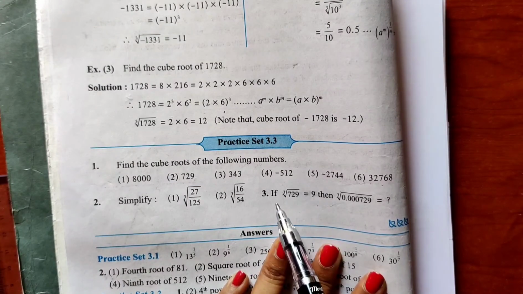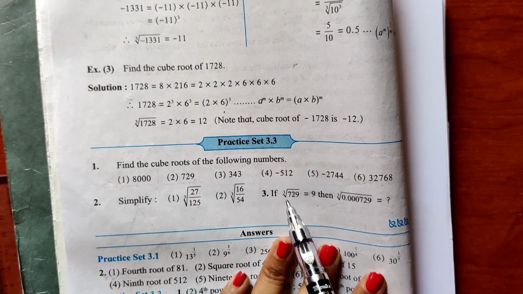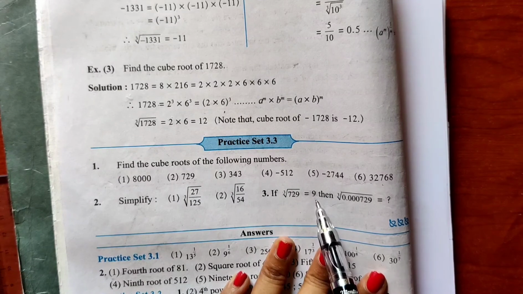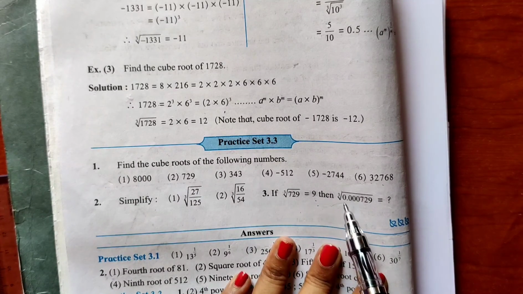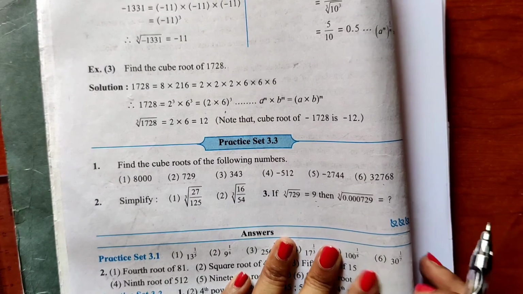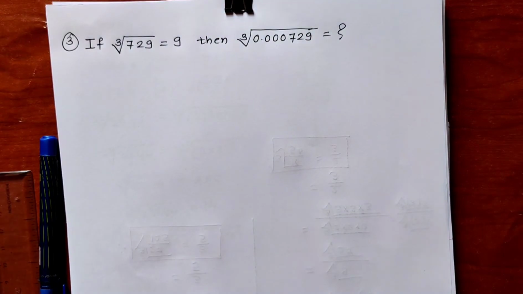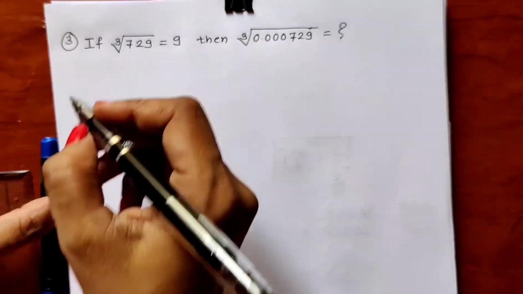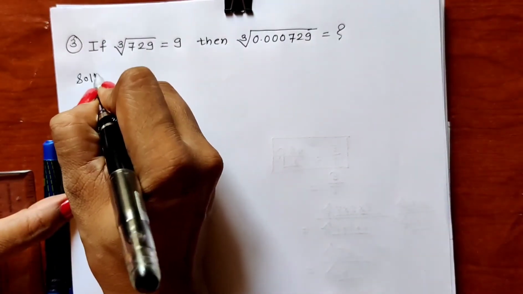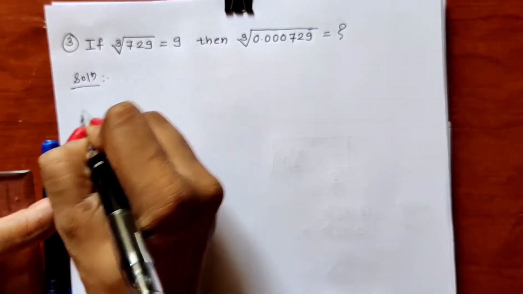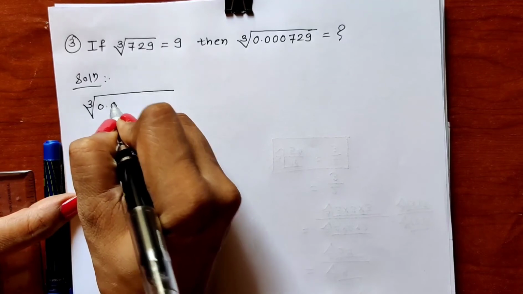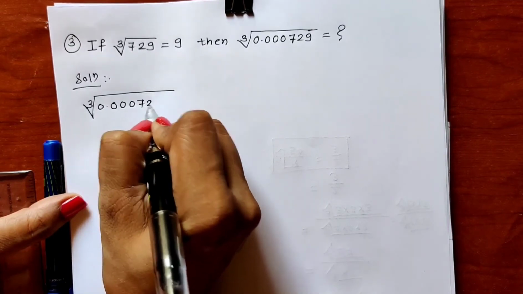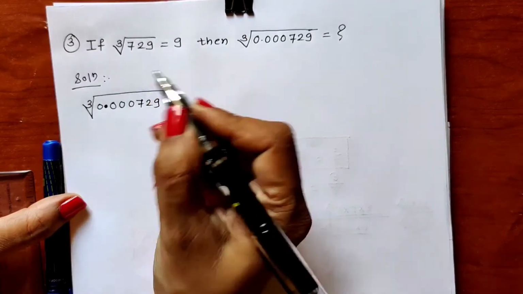Now let us see question number 3 from practice set 3.3. Cube root of 729 is equal to 9. This is given to us. We also know that cube root of 729 is 9. We have to find out cube root of 0.000729. Okay, so let us see. We have to find cube root of 0.000729.